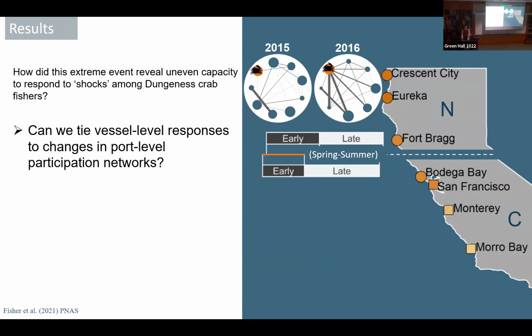We did not end up observing any significant effects of the 2016 closures in the late season participation network. So this is late spring into summer fishing activity when the fishery had reopened in 2016. We did see some minor increases in centralization, but these weren't significant, especially when centralization included those edge weights I talked about before. And you can kind of see that in these networks from Eureka between 2015 and 2016.